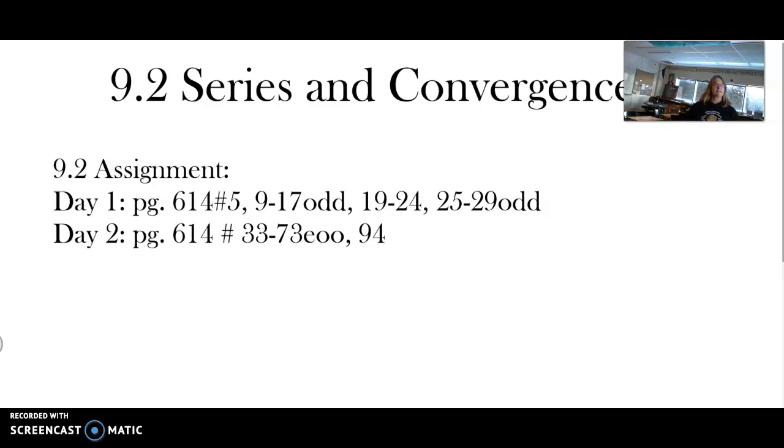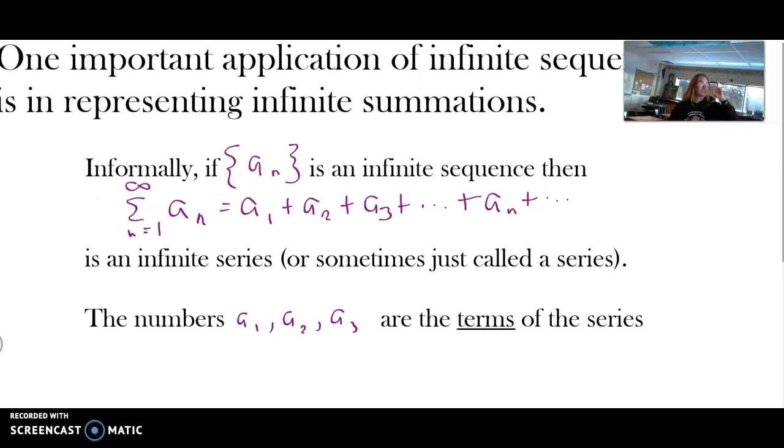Hey guys, let's take a look at series and convergence. What does that mean? First of all, an important application of sequences, which we studied in the last unit, is in representing infinite summations. Summations meaning adding things together, sums.